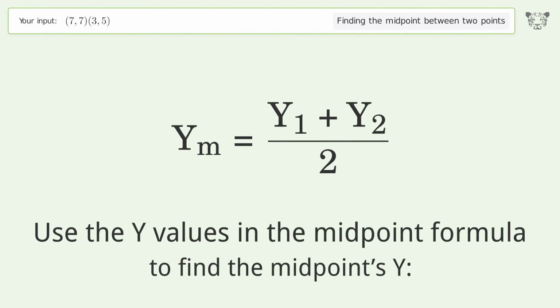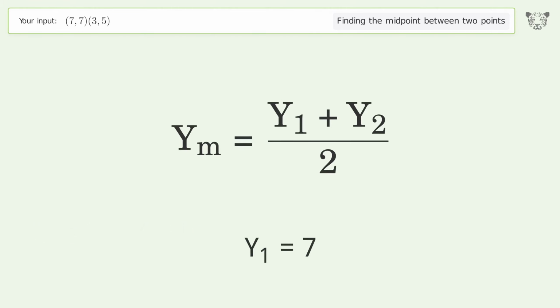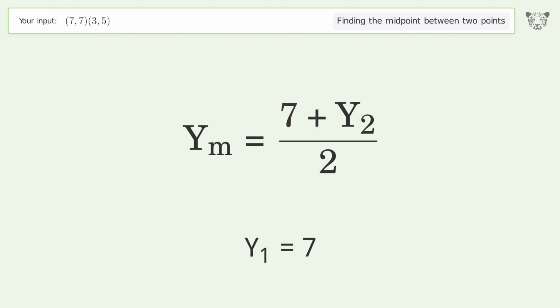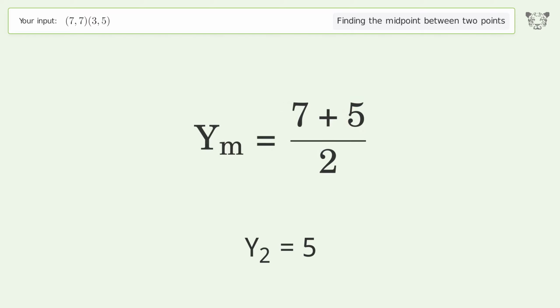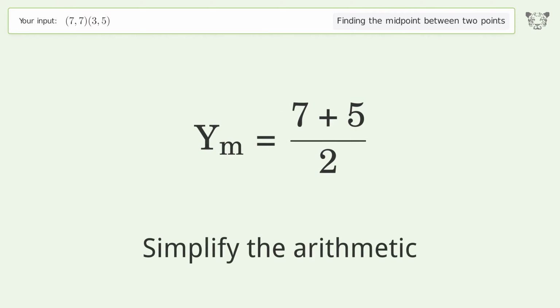Use the y values in the midpoint formula to find the midpoint's y. y1 equals 7. y2 equals 5. Simplify the arithmetic.